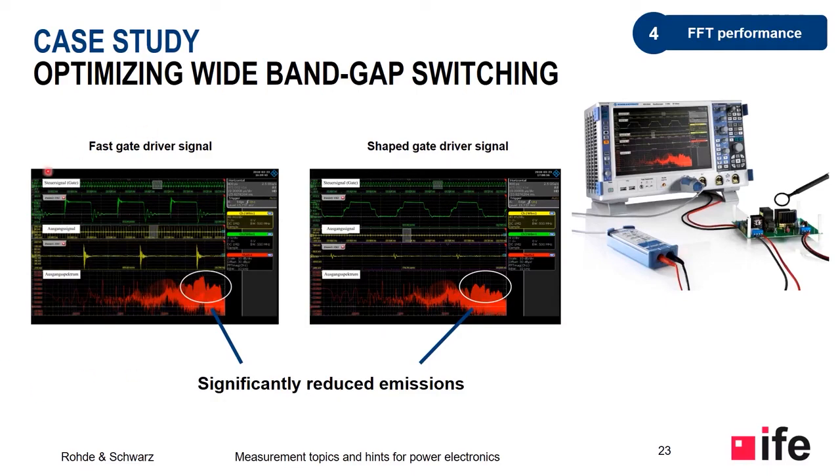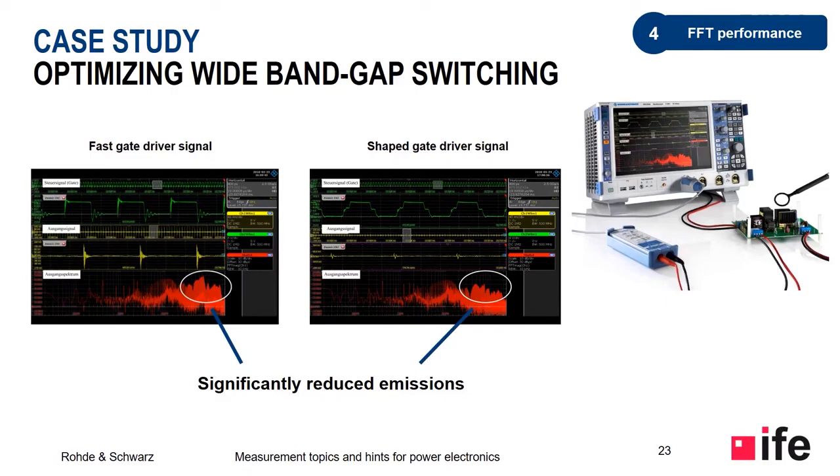On the left side, you can see an example where we had an extremely fast gate signal. Of course, this is not something that you would use, but there are a lot of overshoots there, and you can see a lot of high frequency EMI. On the right side, just for the purpose of demonstration, we used a shaped gate driver signal, and you can see that the high frequency EMI was significantly reduced. So playing around with that is something that you can do in an excellent way on your R&D desk.